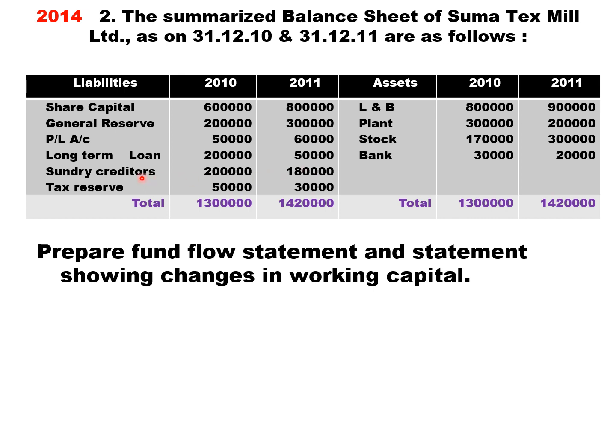Creditor is a current liability. It will come in the statement of changes in working capital. Tax reserve is a current liability. It will come in the statement of changes in working capital.